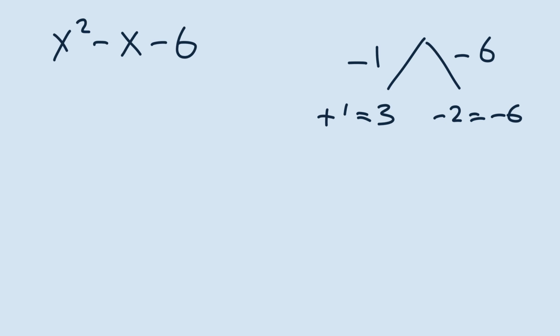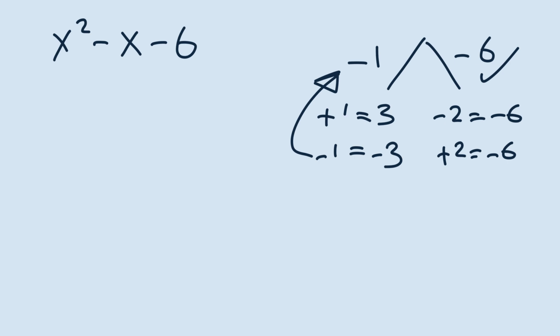Let us change the signs. So let us change here to negative 3 and positive 2. Negative 3 times positive 2 is negative 6, which is the same as this. If we add up these two numbers, negative 3 plus 2 is negative 1, which is exactly the same as this number. So the answer should be something like this: x minus 3 and x plus 2. And that's it for this question.